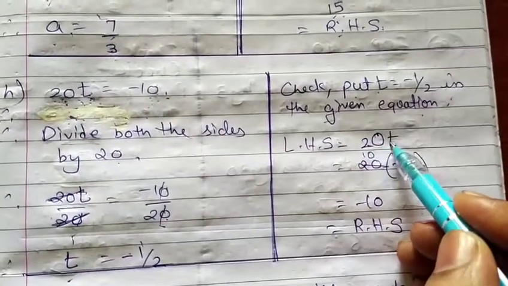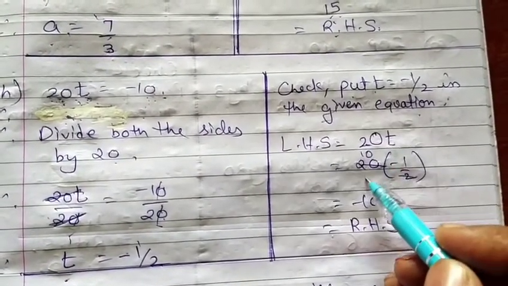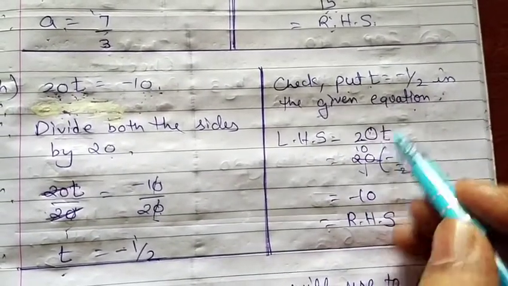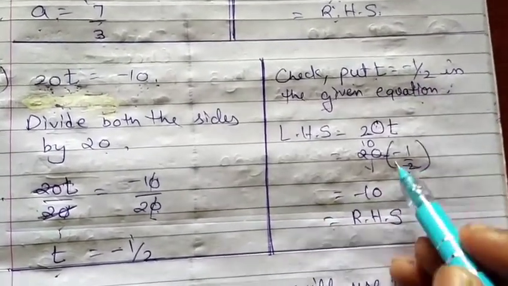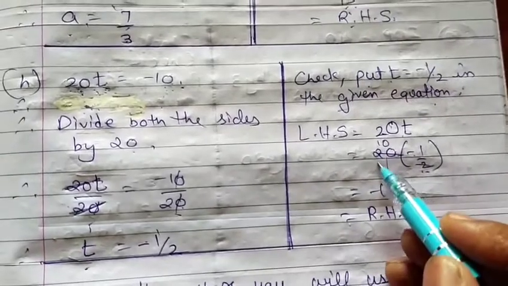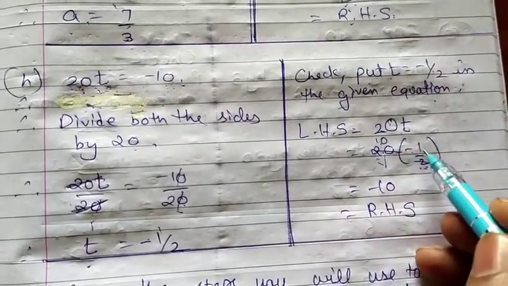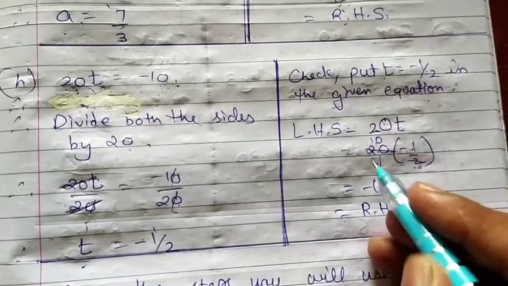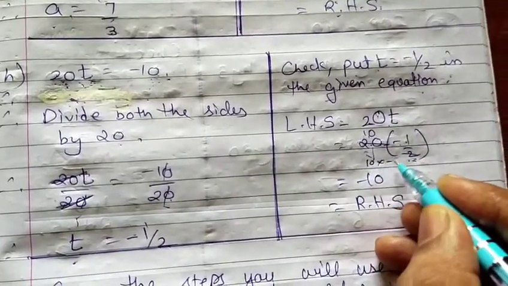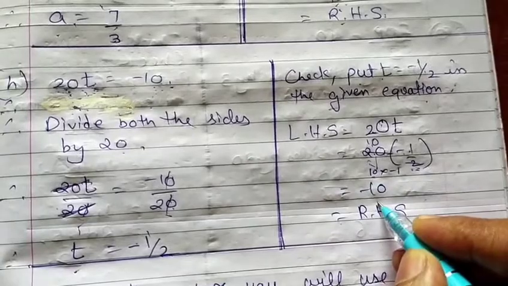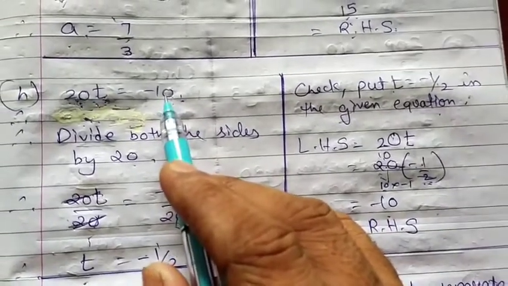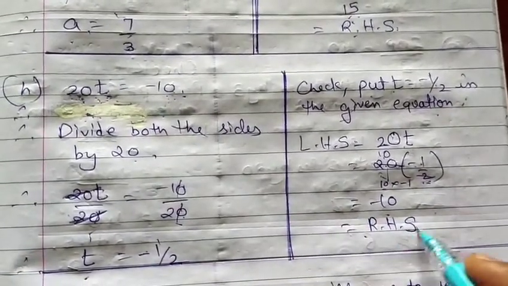So write down 20t, whatever is on your left hand side, 20 as it is. In place of t you have to write minus 1 by 2. Now here 2 tens are 20, and 10 multiplied by negative 1 gives negative 10. See whether it is there in the question. Yes, it is there, negative 10. So write down equals RHS.